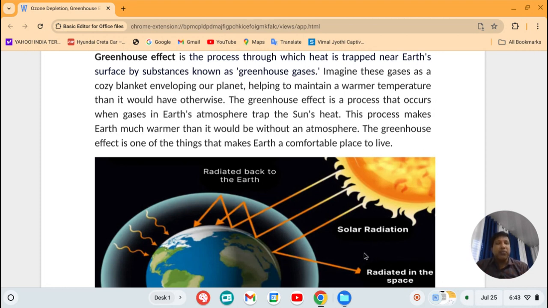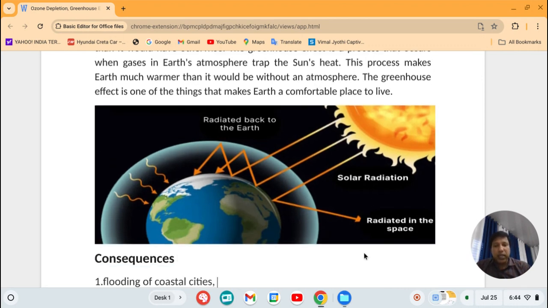So if plenty of greenhouse gases are present, then what will happen is all the radiation entering the atmosphere will be trapped. Actually, some amount of UV rays should be trapped within the atmosphere, but some should escape. But if greenhouse gases are in excess, all the heat entering will be trapped. So due to that, the atmospheric temperature will increase.